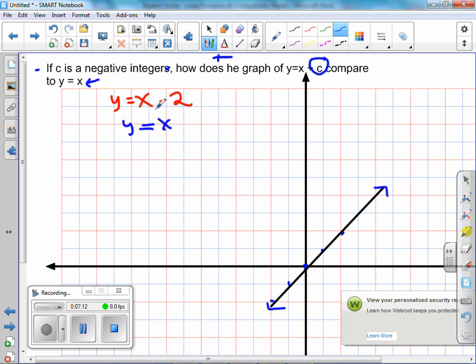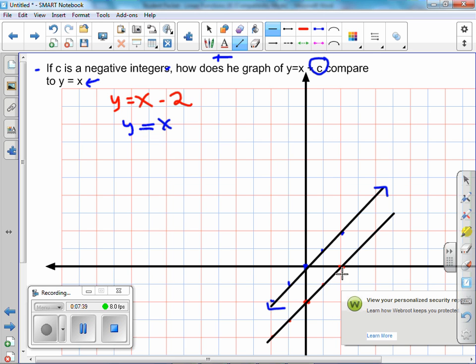Now what if we had y equals x minus 2? Let's try the red. We go down 1, 2. And it's the same slope, same rate of change: up 1 and over 1, up 1 and over 1, down 1 and over 1, down 1 and over 1. Now we know that, here we go.